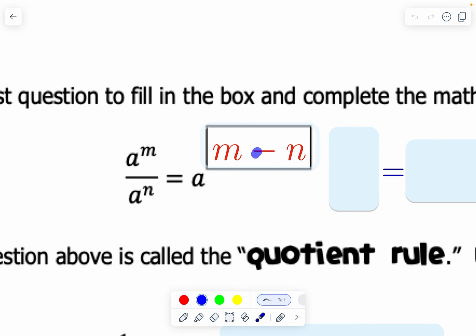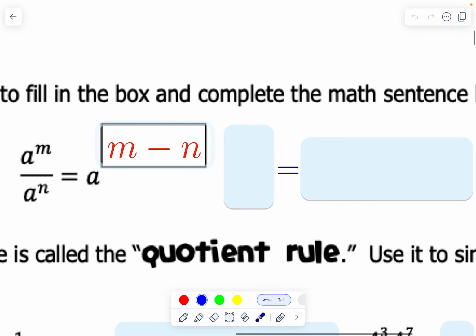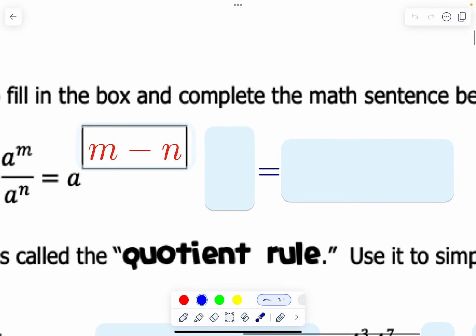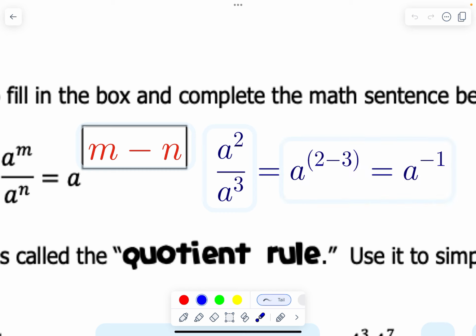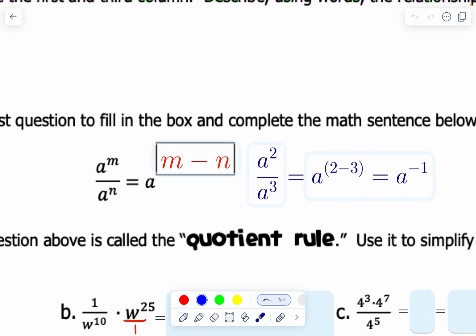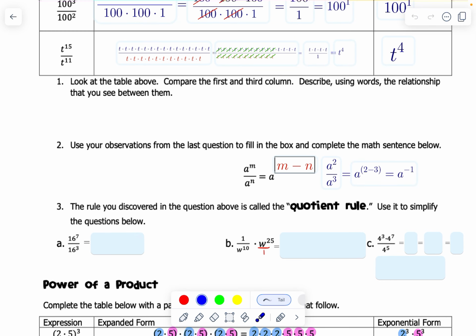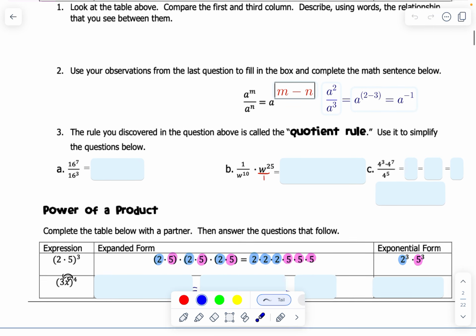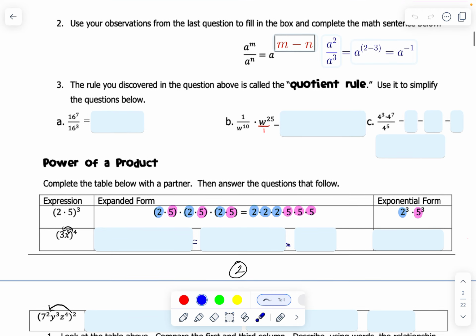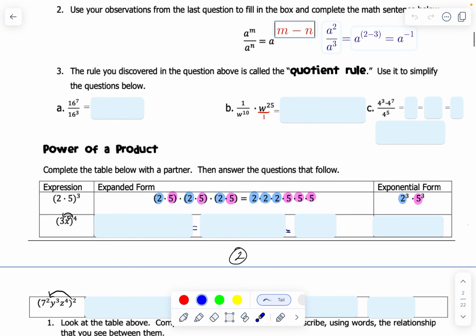So we might be able to take something like a squared over a to the 3rd, and we're going to get a negative answer. We'll end up with a to the negative 1. Now hold on to that thought. You might have thought that would give you something else, and you're probably right, and we'll talk about what that other thing is.